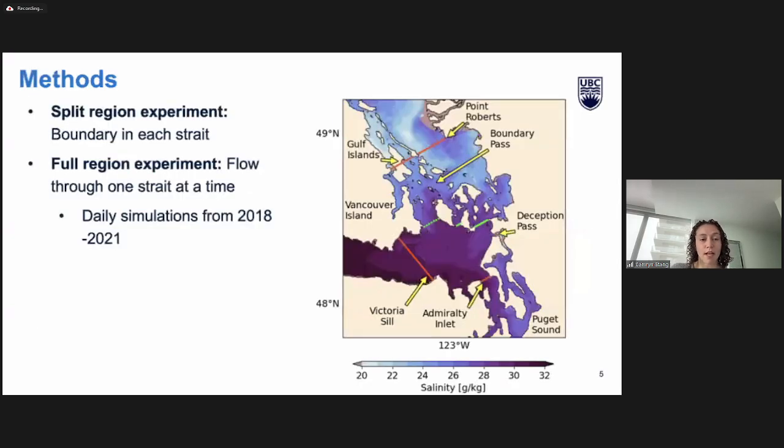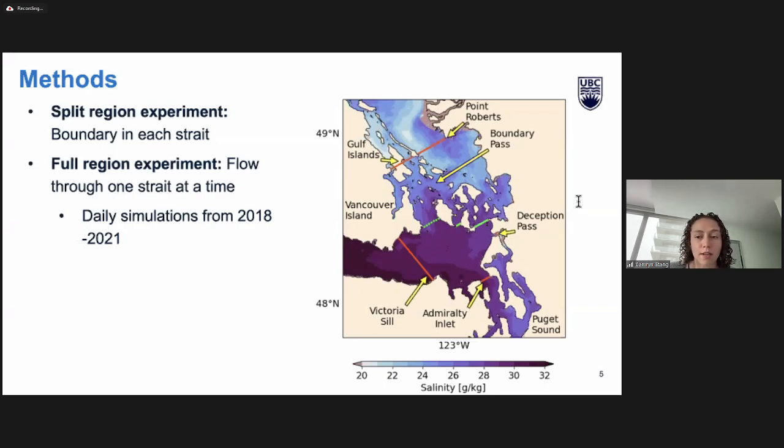For my experiments, I have two different configurations. I run what I call the split region experiments, where I split the San Juan Gulf Islands region into two subregions. We have the eastern Juan de Fuca subregion, which has a boundary at Victoria Sill and a boundary through each of the three straits. Then to close the region, we have one at Admiralty Inlet and Deception Pass. To the north, we have the San Juan Gulf Islands subregion, which has the same boundary through each of the three straits, and then one through Point Roberts, and then one through the Gulf Islands.